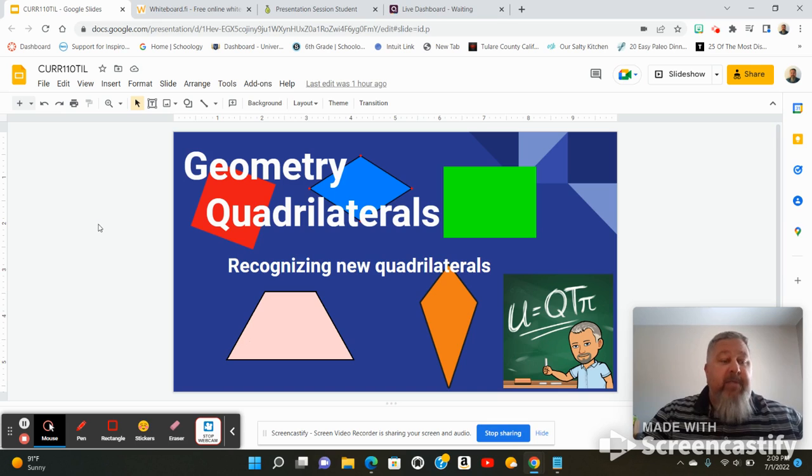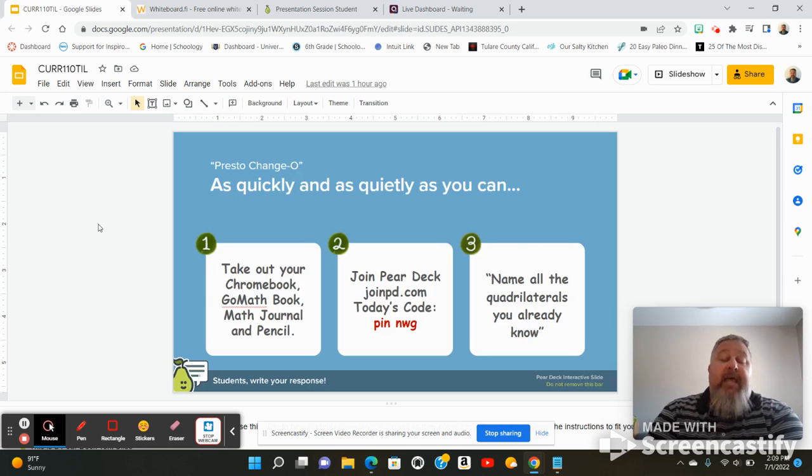This is about a 50-minute lesson, and the first slide that we'll see is the Presto Changeo slide. That's to let my class know that we are transitioning from the previous subject into math. And as quickly as they can, and as quietly as they can, they should take out all the materials that they need, their Chromebook, their Go Math book, their journals, and their pencil. Number two, they should join the Pear Deck presentation. I've given them today's code. And number three, they should start by answering the question to name all the quadrilaterals that they already know. This should only take about 3 to 5 minutes.